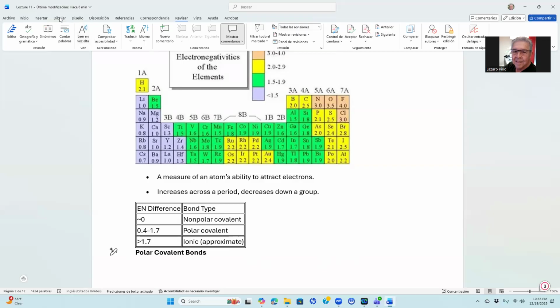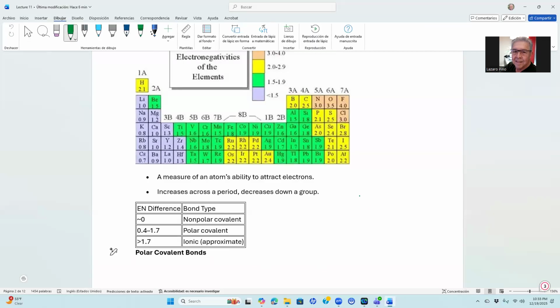Let's see an example so that you understand it. Suppose you have a compound with carbon and hydrogen. You look at the periodic table and see the electronegativity of carbon is 2.5 and the electronegativity of hydrogen is 2.1. Then the difference is 0.4. As you can see, it is close to 0. Then we consider that this bond between carbon and hydrogen is nonpolar covalent.